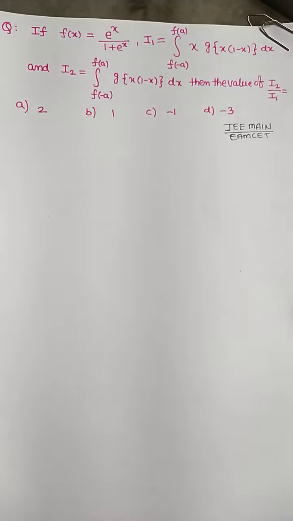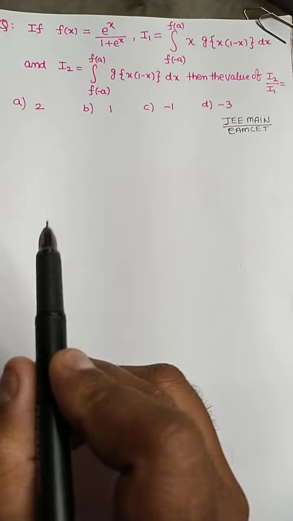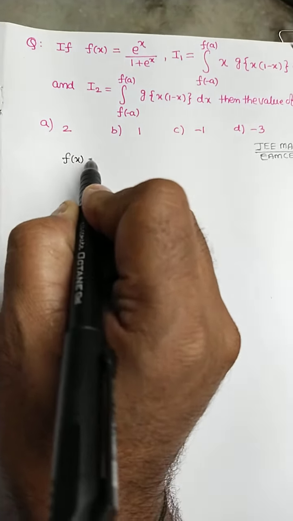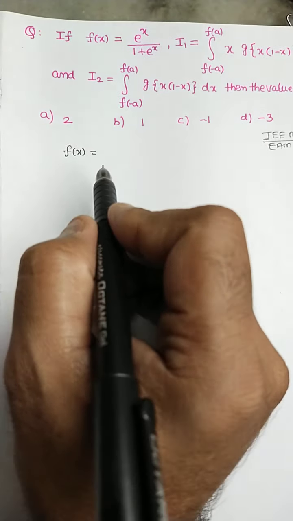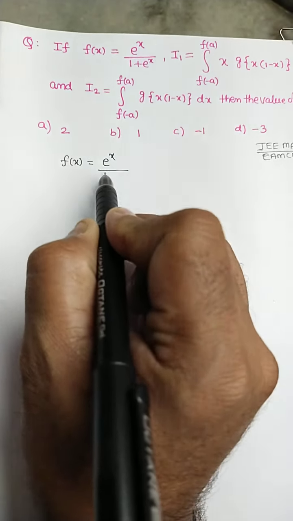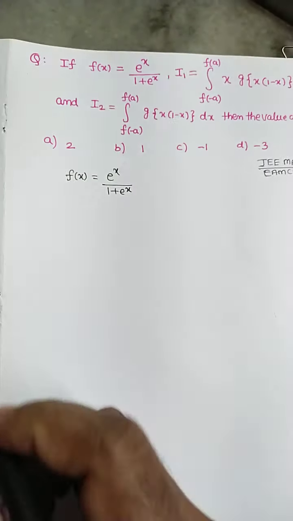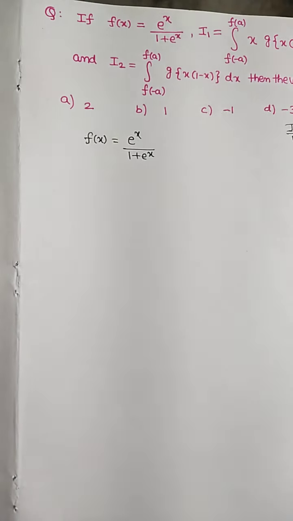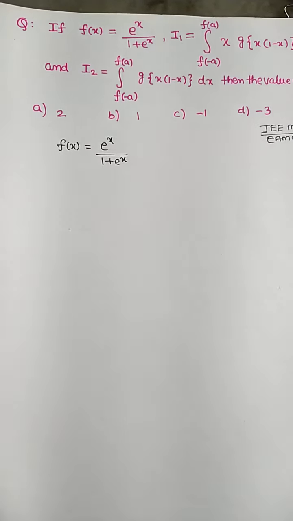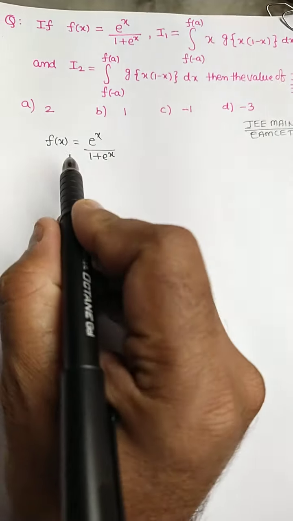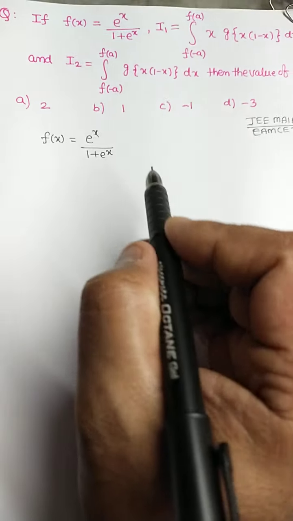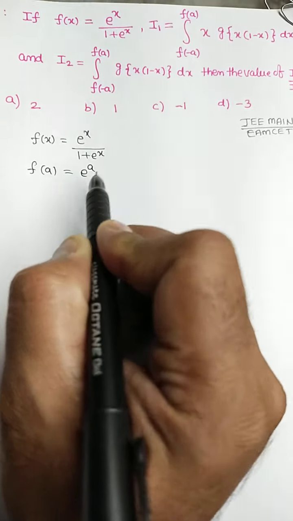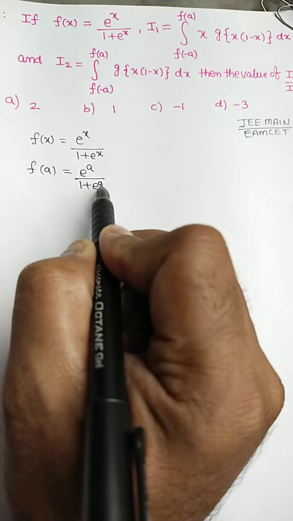So here the first f of x value is there. So you write it first, f of x equals e power x divided by 1 plus e power x. In that limits, if you observe, f of minus a and f of a is there. So you can calculate the values of f of a and f of minus a. So in place of x, substitute a, you will get f of a equals, wherever x is there you have to replace with a, e power a by 1 plus e power a.